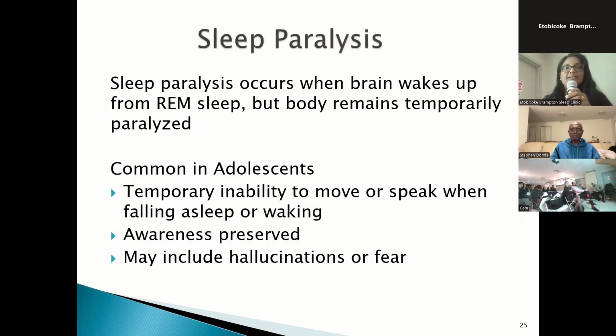Sleep paralysis. Sleep paralysis occurs when the brain wakes up from the REM sleep, but the body remains temporarily paralyzed. Common in adolescents, temporary inability to move or speak when falling asleep or waking. Awareness preserved, so they are aware of it, may include hallucination or fear.